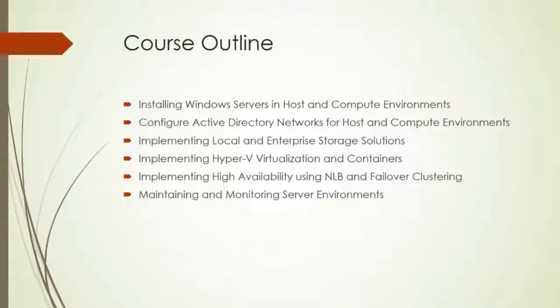We'll also look at implementing high availability through primarily two means: network load balancing and failover clustering. We'll see that network load balancing is used for front-end stateless types of web applications, and failover clustering can be used for back-end applications, file servers, hypervisors, database servers, and the like. There's a lot of planning that goes into high availability, and it's very important to ensure that our systems and the services that they provide stay available.